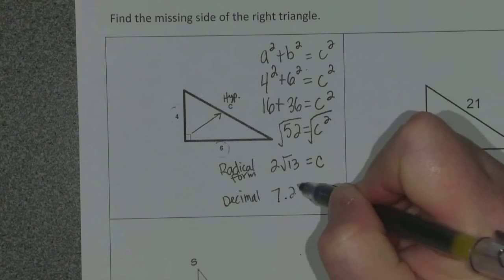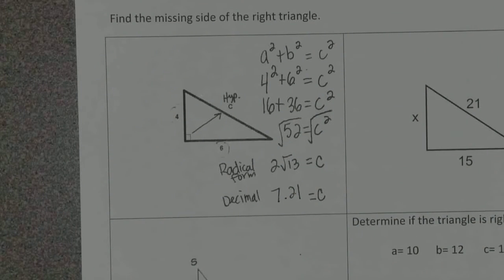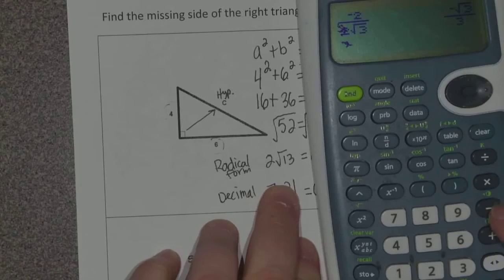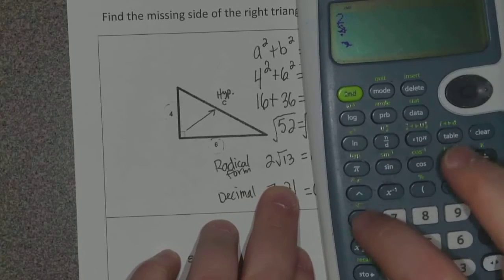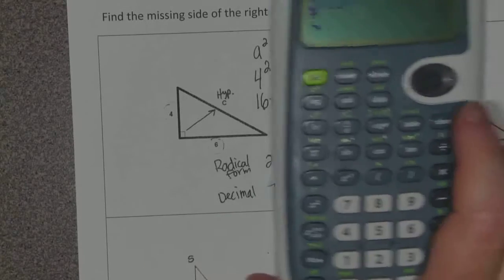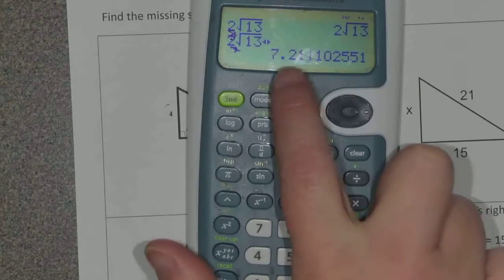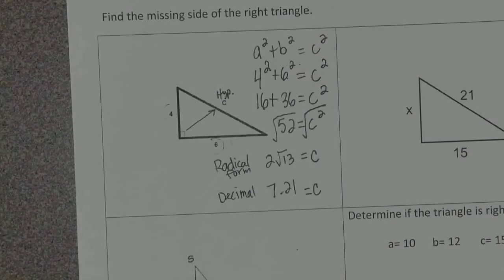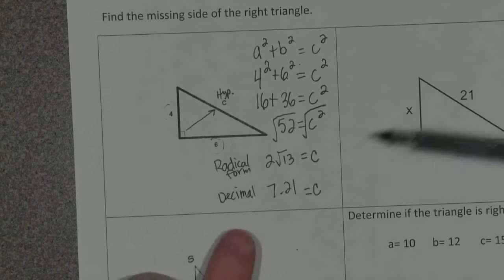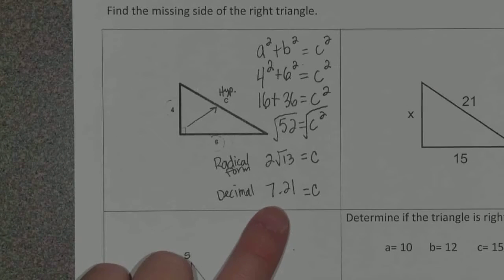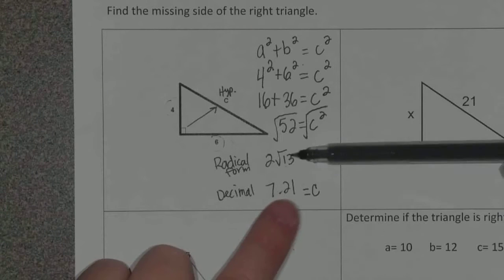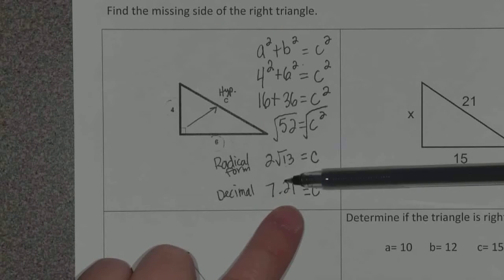7.21. How do you get the decimal? Those two little arrows at the bottom of your calculator, right above the enter sign. If you get the square root of 2, it's a 13 on your calculator. Oh, 7.2. And you hit these arrows right here, then it will give you the 7.21. Those arrows right above the enter sign will go from exact measure to decimal approximation.